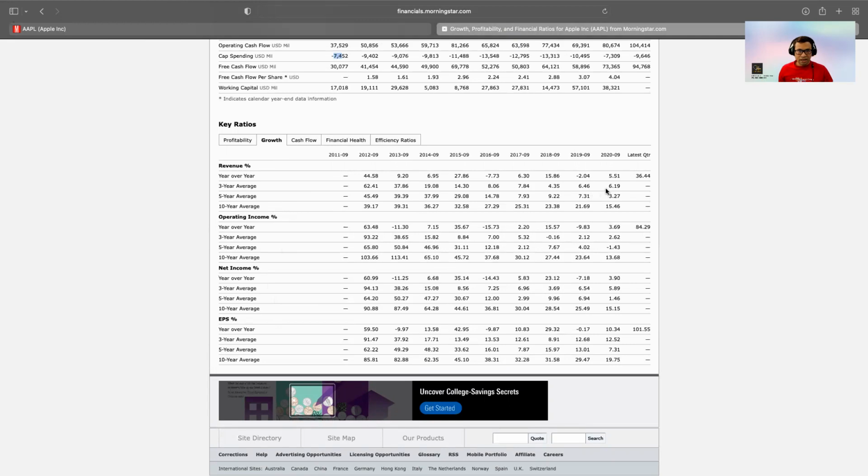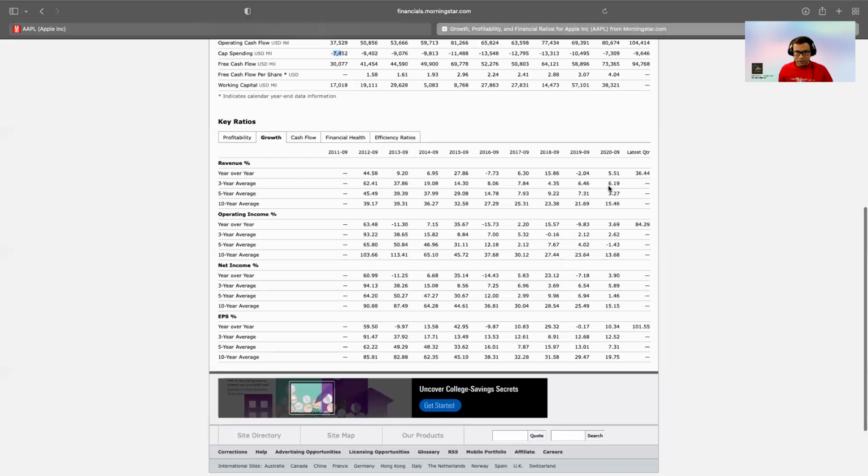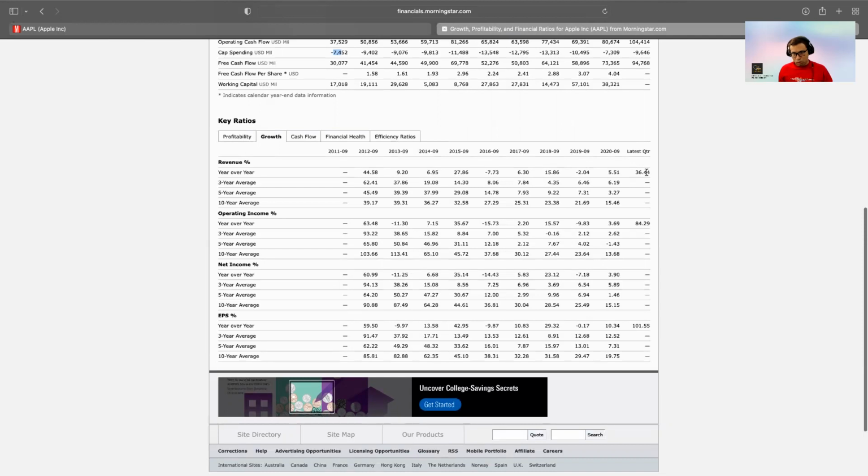So from here, you can see that over a 3-year average, Apple grew their revenue 6.19%. And the last quarter, year over year, is 36%. That is Q3 this year compared to Q3 last year, what's the growth? So in this case, Apple grew 36.44%. That's all we can see here for EPS, earnings per share.